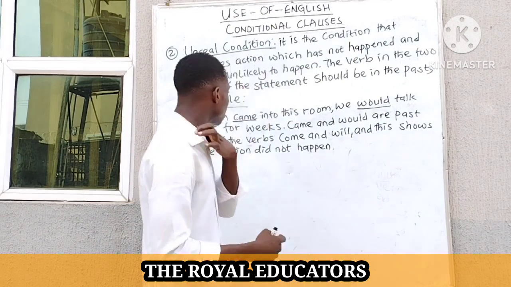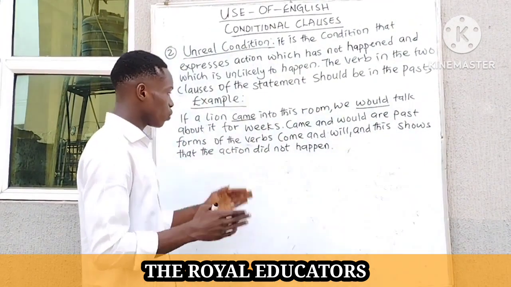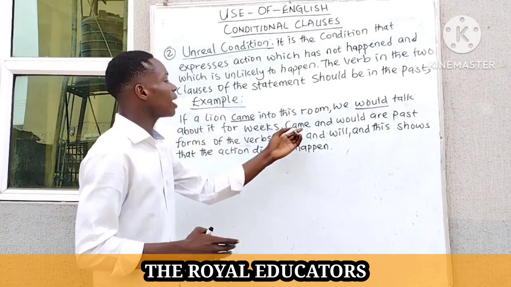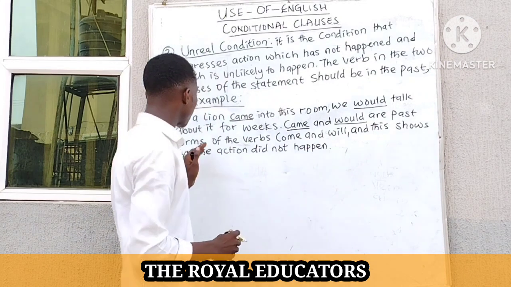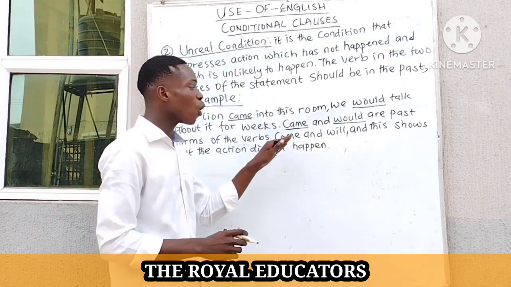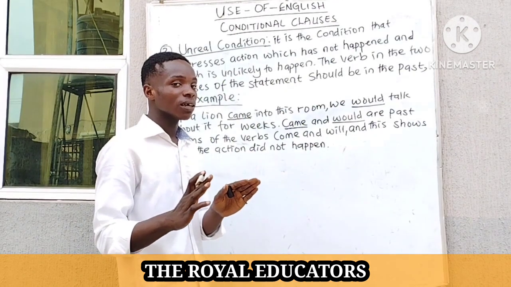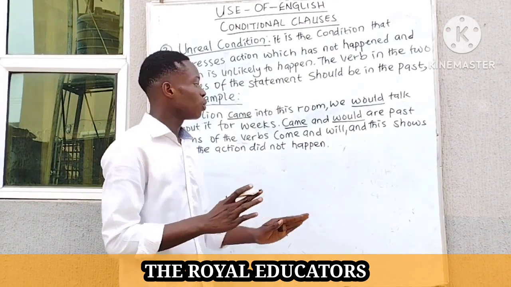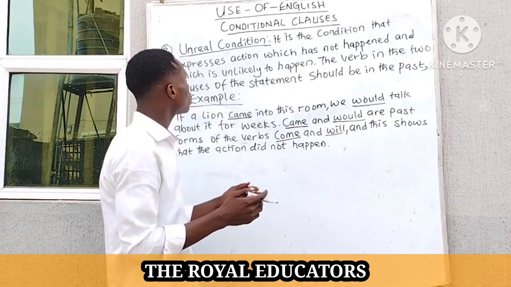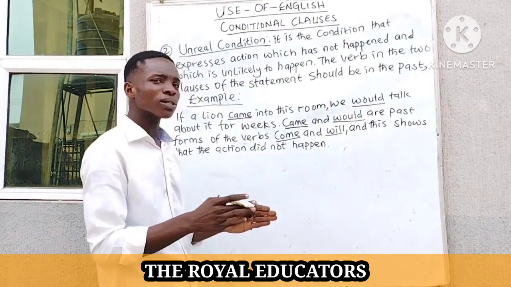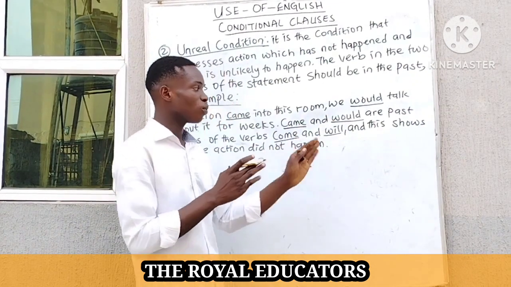So we have it here that if a lion came into this room, we would talk about it for weeks. Now, came and would are past forms of the verbs come and will. If we were to talk about it in the real condition, we would have talked about it in the present tense, which is come and will. But we are talking about the unreal condition now, so we talk about it in the past tense, which is came and would, not come and will.